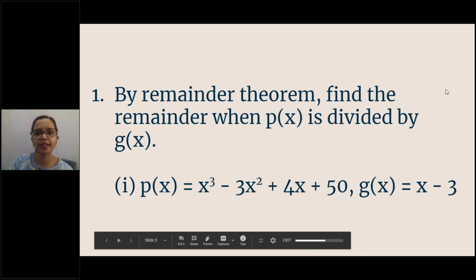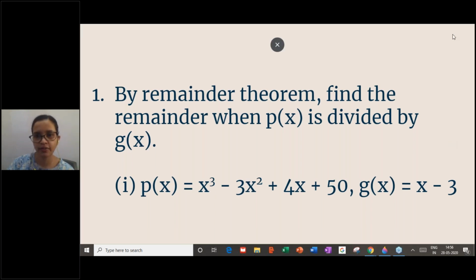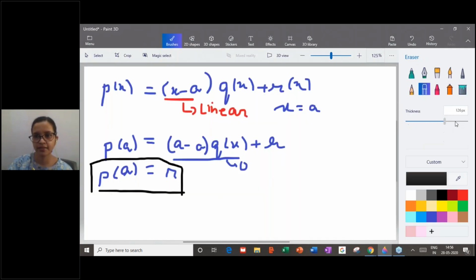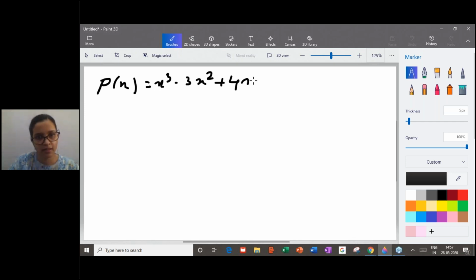Okay, so first question: by remainder theorem, find the remainder when p of x is divided by g of x. I'll solve this with you. All those who feel they can try it on their own, go ahead. For the others, I'll solve this question with you, then you can try the other two sums on your own. So by remainder theorem, find the remainder when p of x is divided by g of x. What is p of x? P of x is x cube minus 3x square plus 4x plus 50. And what is g of x?